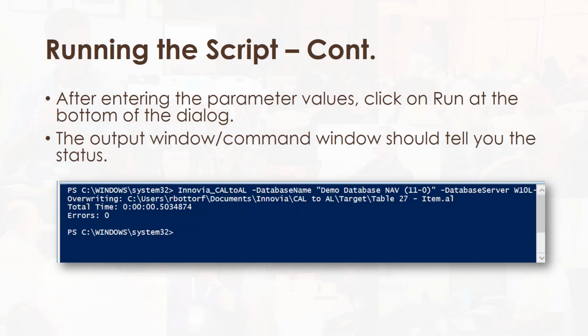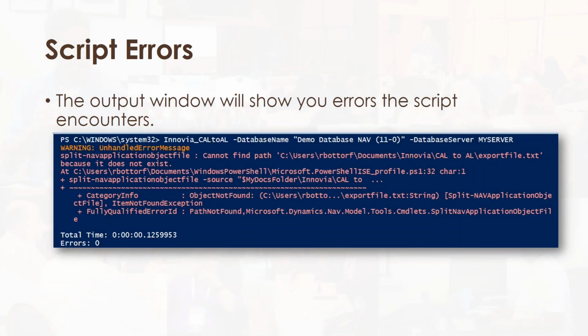Okay, after you enter in your parameters, you click on the Run button at the bottom, and then you can view your output window and see how it's doing. If it runs successfully, it will look roughly like this. It'll give a list of the objects that it exported. If it did encounter an error, it will show it to you. If it wasn't trapped, if it wasn't caught, it'll display here.